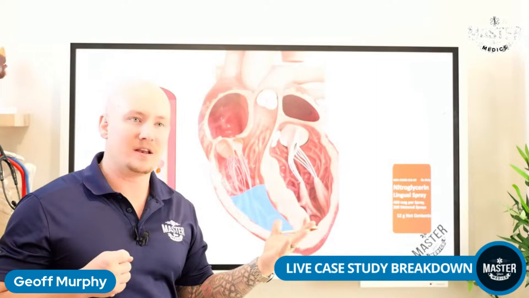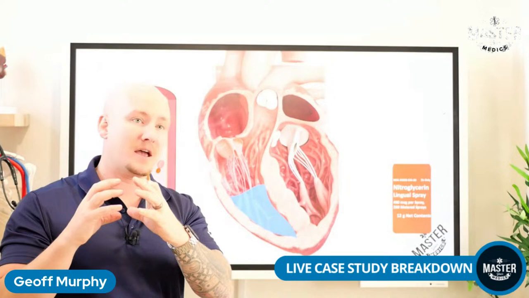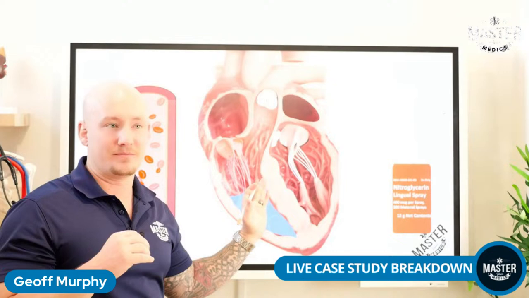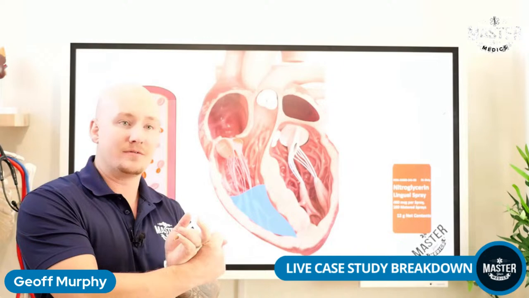Why do we give it to left-sided problems? Because we're trying to reduce preload to help the afterload pressure issues we have in left ventricular failure. We don't have those same problems in inferior myocardial infarctions. So can you give nitro? Yes. I don't think there's anything to suggest that you can't in this particular case, because we don't see any right ventricular involvement, regardless of the fact that we have an inferior. We don't see any significant hypotension or anything like that.